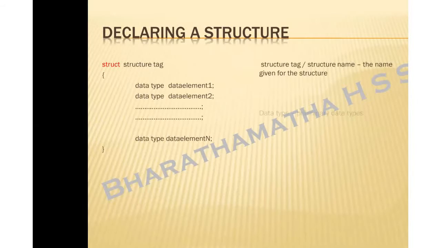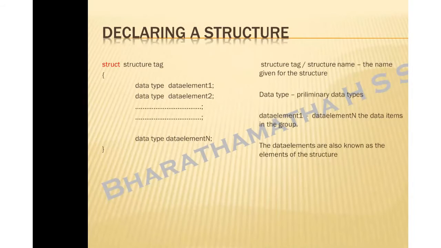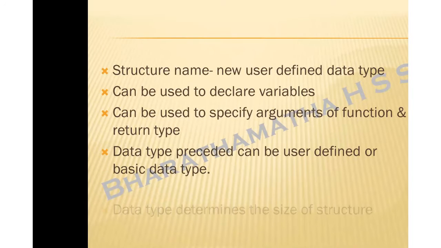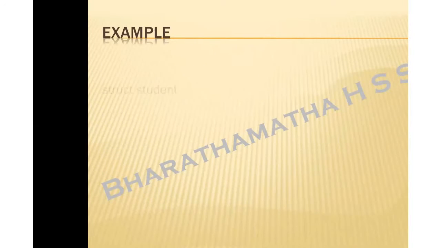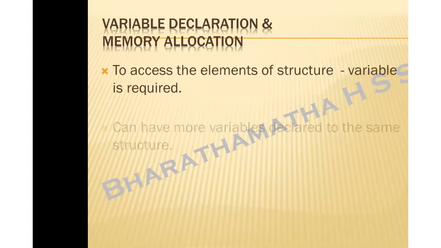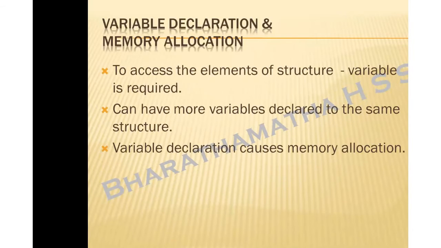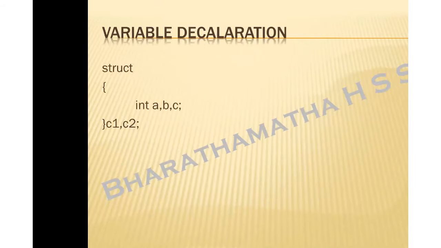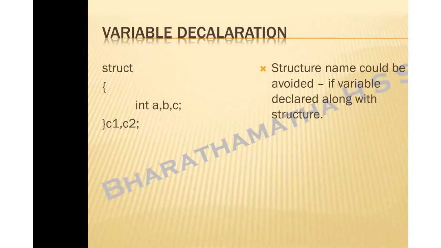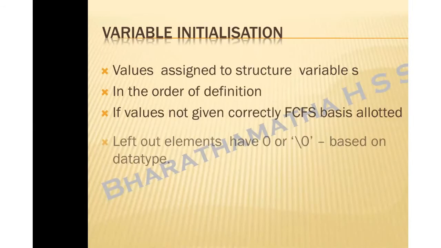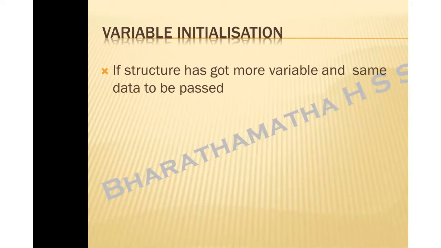Then finally you go on to declare the variable name through which you are going to access the elements of the structure. Without the variable name, you cannot access the elements of a structure. Based on that variable only, you will be able to find out how much memory is being allocated. So variable declaration plays an important role over here. Then after variable declaration, you have variable initialization.